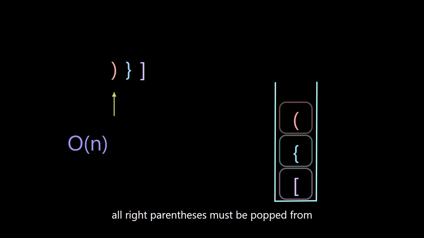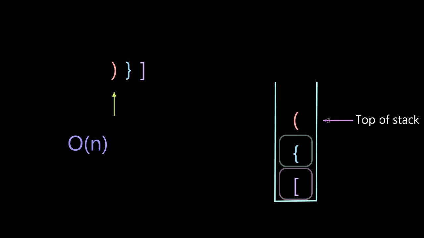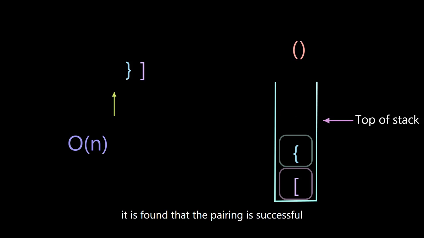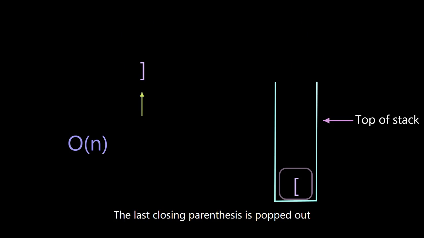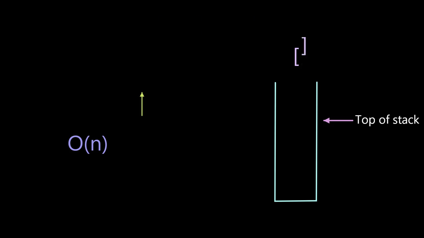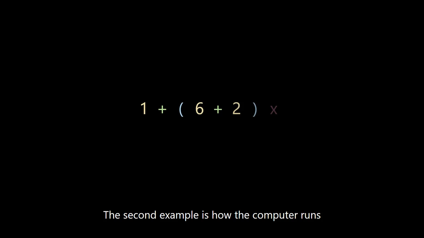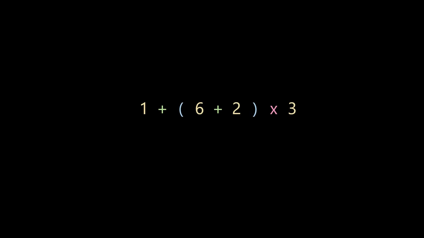All right parentheses must pop the top of the stack and be compared with it. Comparing with the fourth, it is found that the pairing is successful. Then the next closing parenthesis, popped from the stack, also matches. The last closing parenthesis pops out of the stack, and the pairing is successful. The inspection is over. The second example is how the computer runs such a calculation.